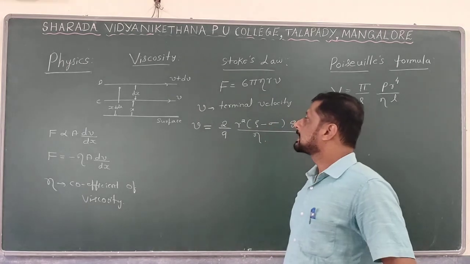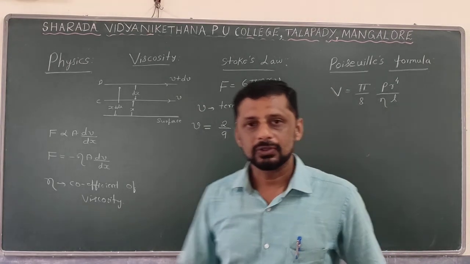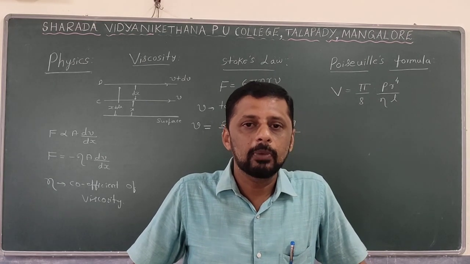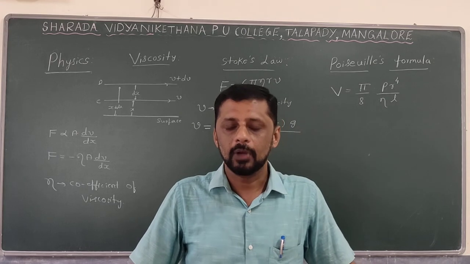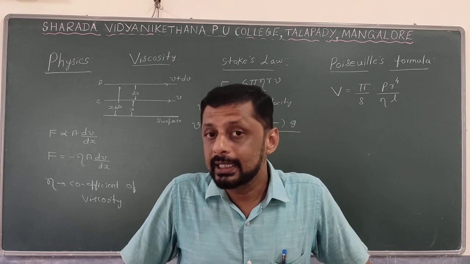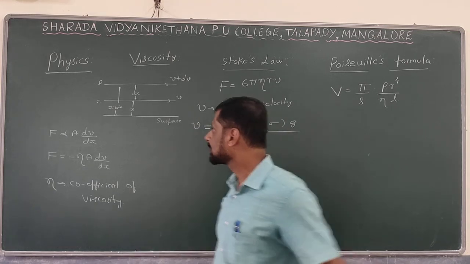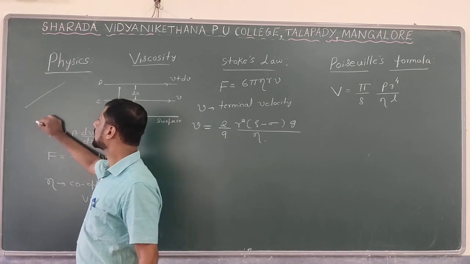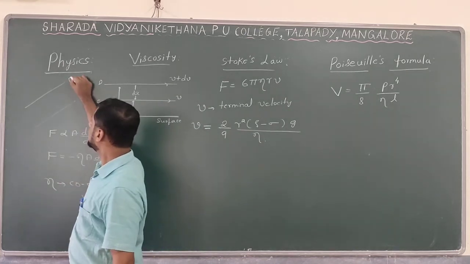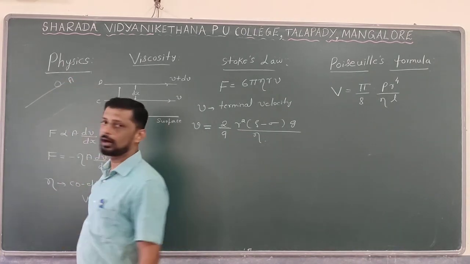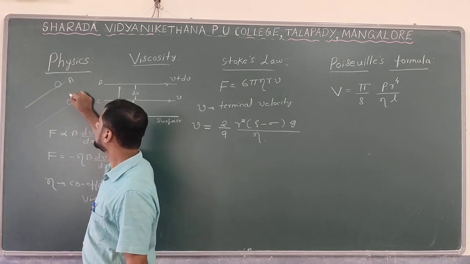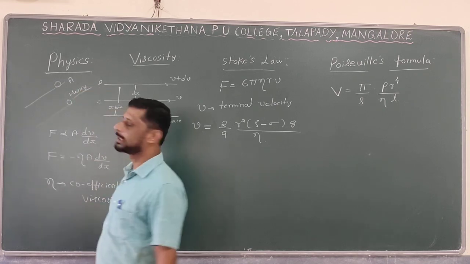Another important phenomenon exhibited by the fluid when it is in motion is viscosity. Viscosity is the property of a liquid by virtue of which it opposes the relative motion between the adjacent layers of the liquid. For example, consider two glass plates held in a standard manner. On one glass plate, place a drop of water. On another standard glass plate, place a drop of honey or any type of oil.